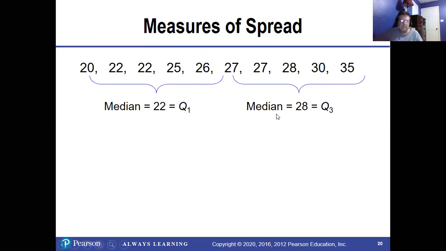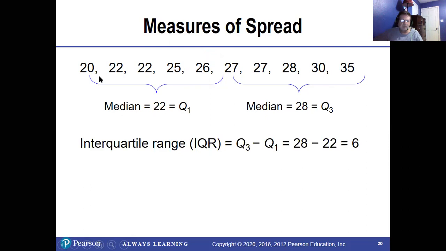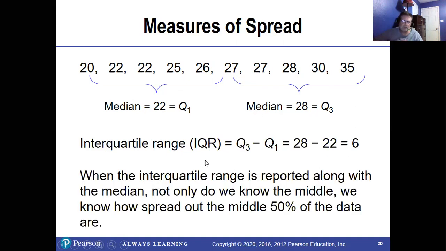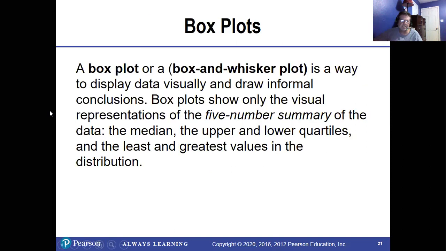All right, so you have a middle of this half and the middle of this half. The middle of these 5 numbers is 22. The middle of these numbers is 28. So an interquartile range is the middle of the second half minus the middle of the first half. So that is 6. Okay, so when the interquartile range is reported along with the median, not only do we know the middle, we know how it spreads out from the middle, where the middle 50% of the data is. That interquartile range will tell you basically that 50% of your information is inside that.